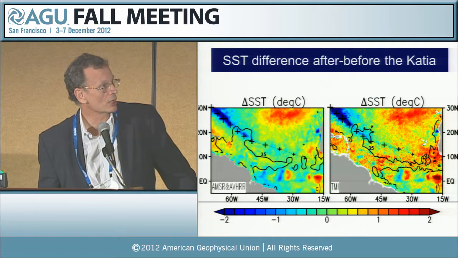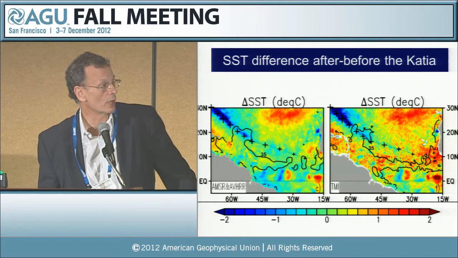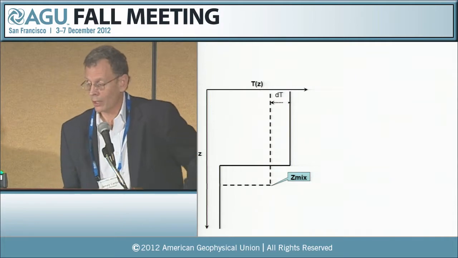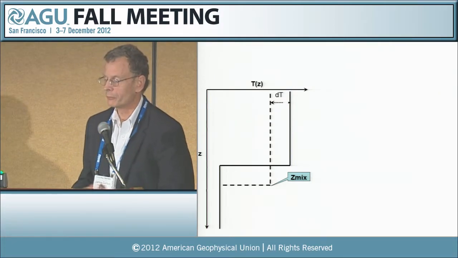The change in surface temperature is much more pronounced once it gets outside the plume. The panel on the left shows results from AVHRR remote sensing. The panel on the right is microwave TMI. And so that brings us to our simple idea of what's going on here.